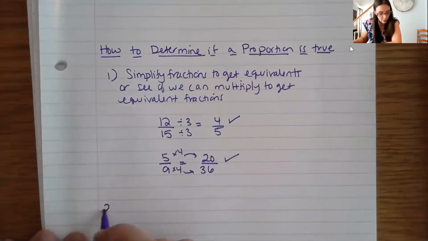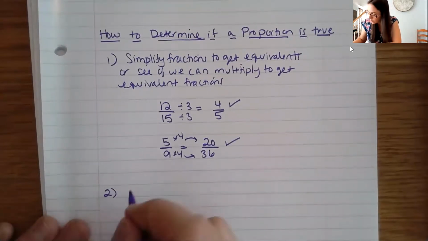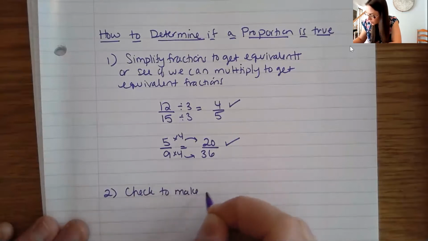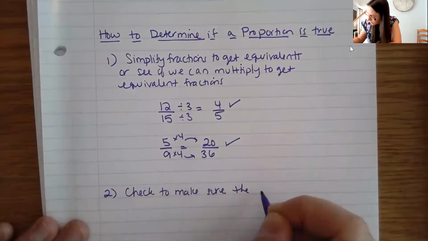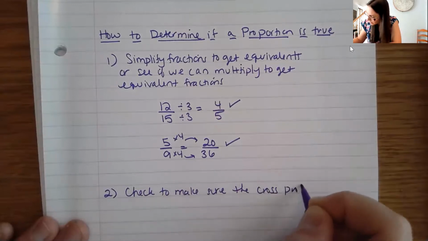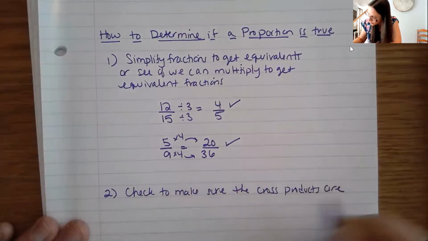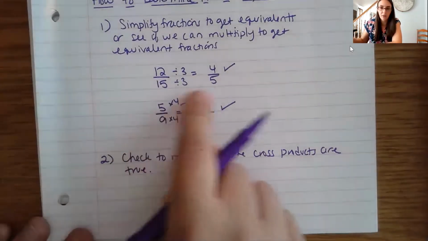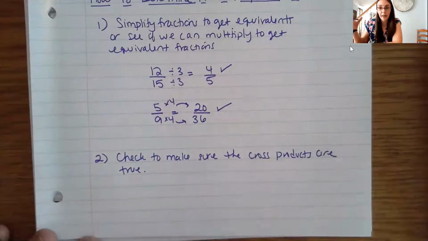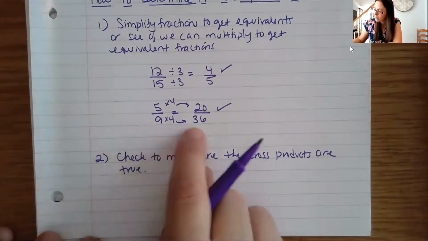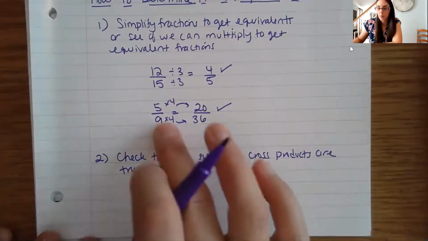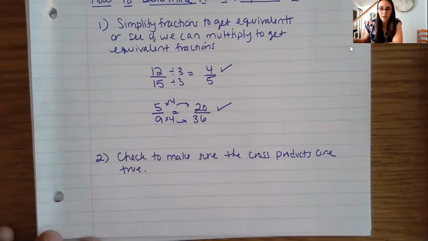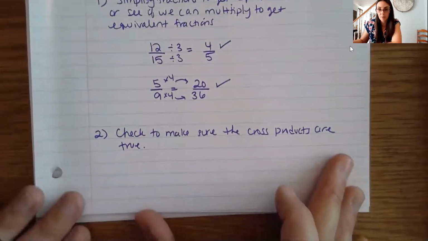But the other thing we learned already is that you can check to make sure the cross products are true. And this can be really helpful, particularly if you are noticing that it's hard to simplify or it's hard to multiply up. Sometimes our examples may not be as clear, but if you have to multiply by a decimal to get the right multiplier, it may be a little bit challenging. So what you can do is you can always check the cross products.